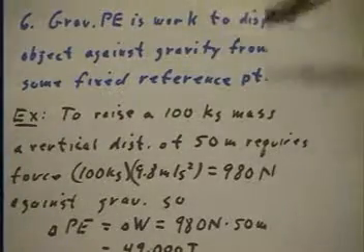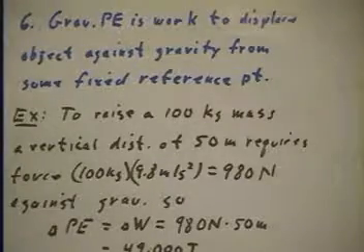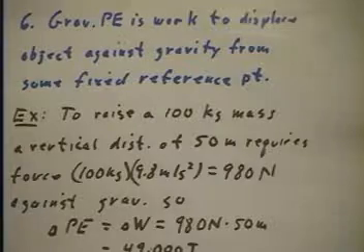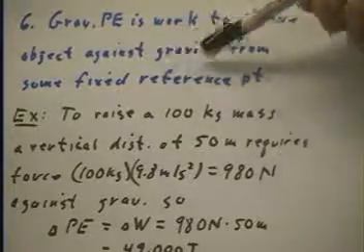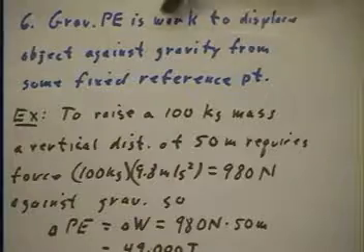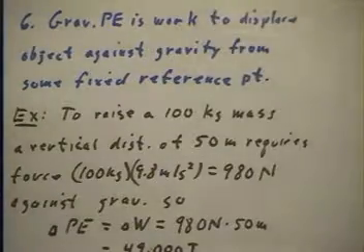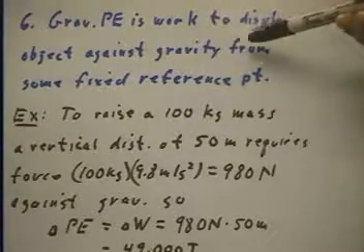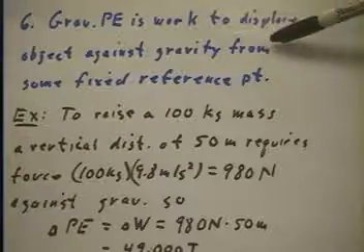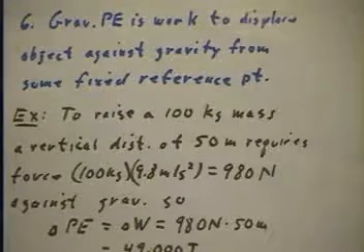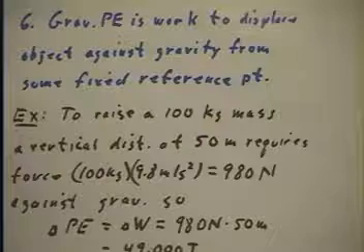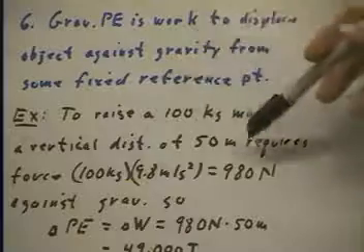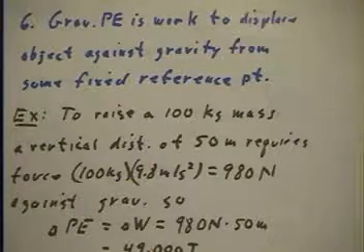Gravitational potential energy is defined, I'm going to use the definition, as the work done by the net force to displace an object against gravity. That is the work done against the gravitational force, the work done as we lift an object from some fixed reference point to whatever position it's at. Whatever position it's at, it has a potential energy equal to the work done to displace it against gravity from the reference point to that position.